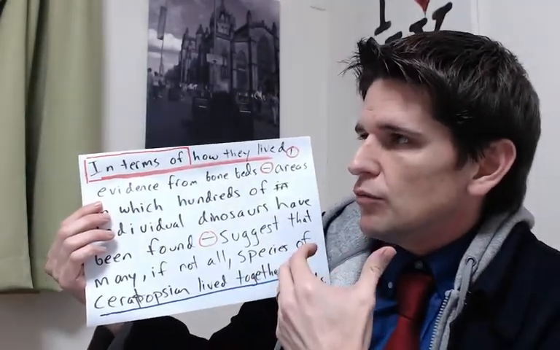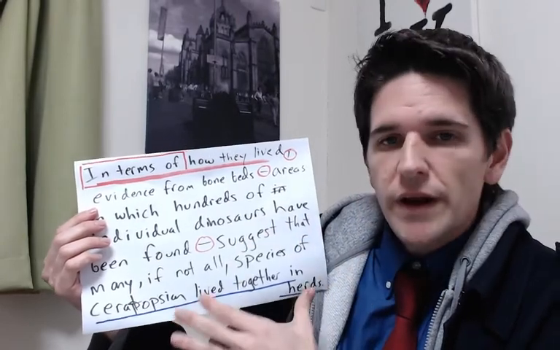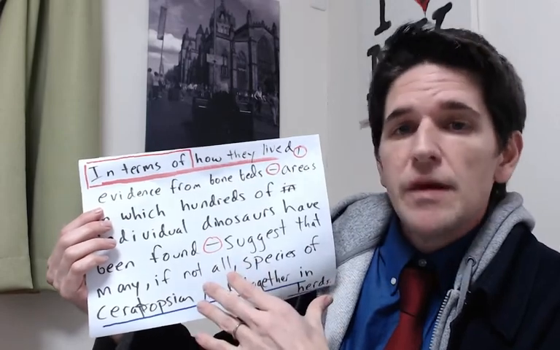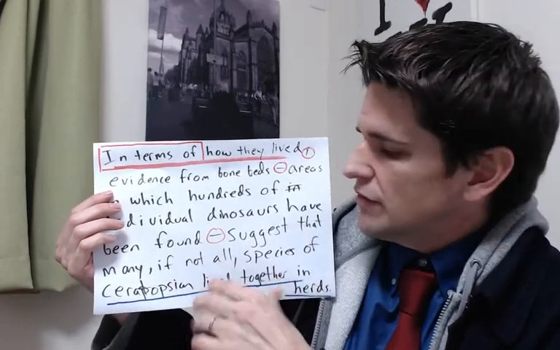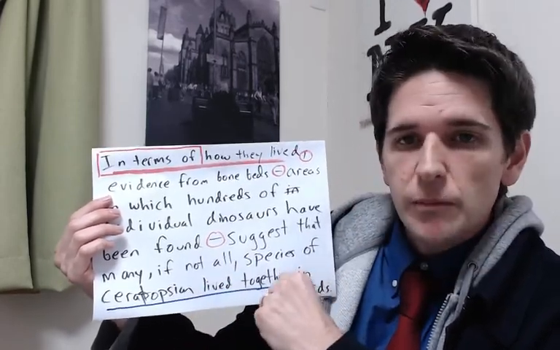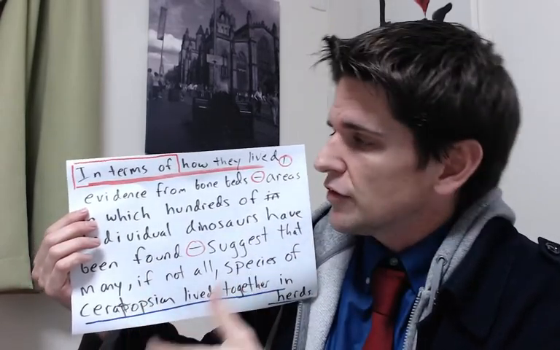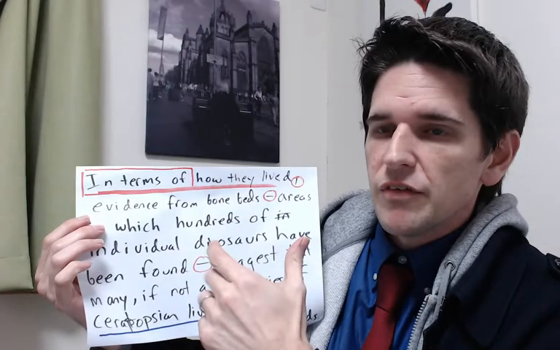because people who write this type of academic stuff, they think that you don't believe them. They think that you don't believe that ceratopsians live together. So they have to explain that more. And they explain it in different ways. So here, they have this phrase, "in terms of." "In terms of" introduces a kind of conditional.